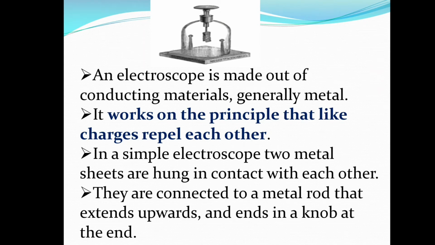The electroscope is made out of conducting materials, generally metals. It works on the principle that like charges repel each other. The two metal sheets are hung in contact with each other and are connected to a metal rod that extends upward, and at the end there is a knob.